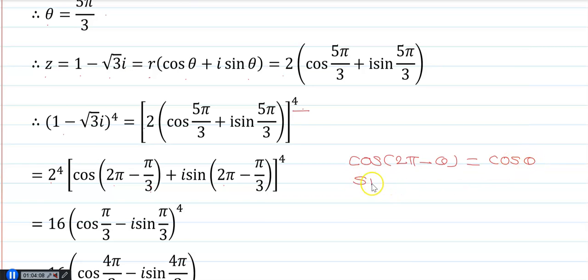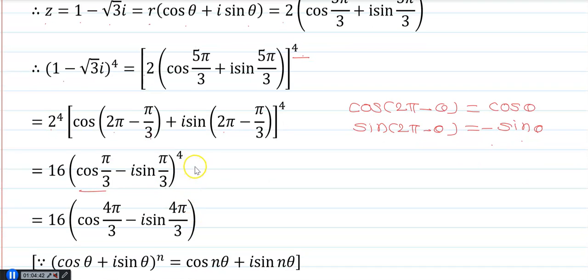And what about the sin of 2 pi minus theta? According to this result, sin is negative in the fourth quadrant. The function remains as it is, but it has the negative sign. And by using this result, cos of 2 pi minus pi by 3 is cos theta, means what? Cos of pi by 3. Sin of 2 pi minus pi by 3, by using this result, sin of 2 pi minus theta is minus sin theta, and hence here is minus i times sin of pi by 3, and it's a bracket raised to 4.